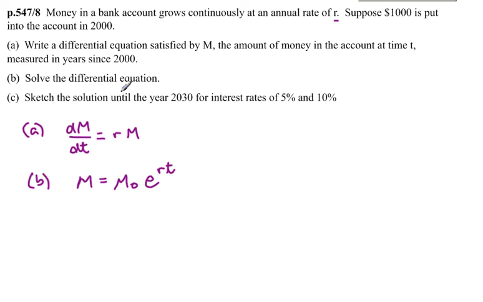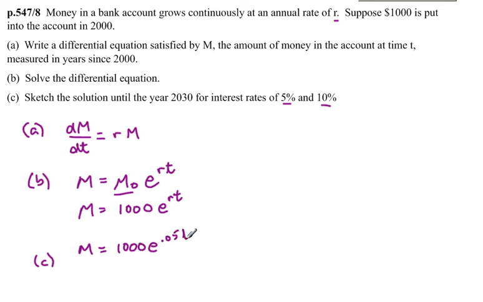Now, when we solve this, we do know M sub 0. We know that we were starting with $1,000 in our account, so we can put that in right there. And we're done with our solution. Part C simply asks us to sketch this for interest rates of 5% and 10%. So we have two situations. One of them is M equals 1,000 e to the 0.05t, and the other one is M equals 1,000 e to the 0.10t.